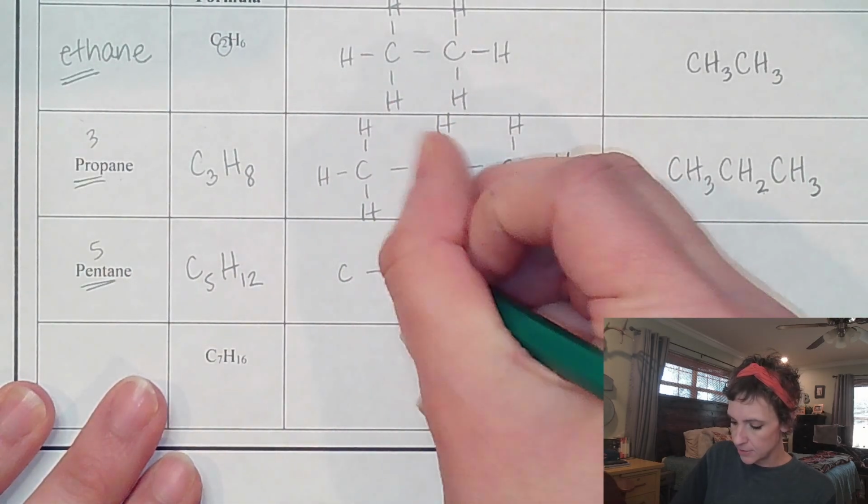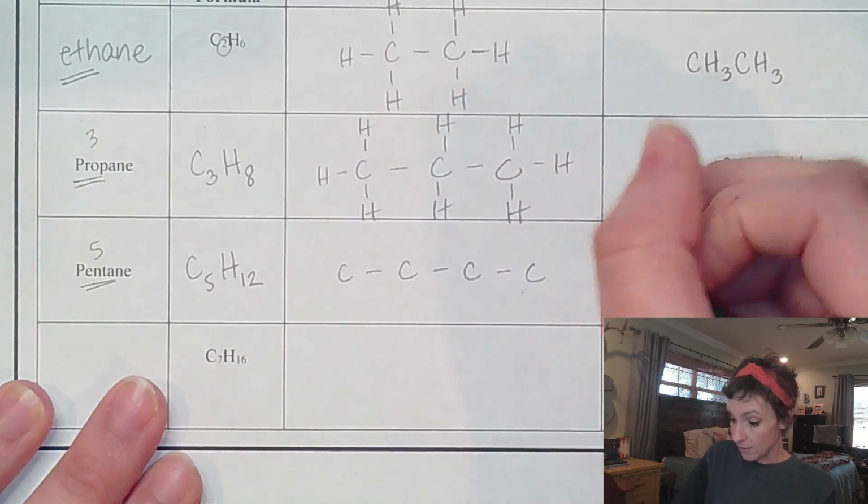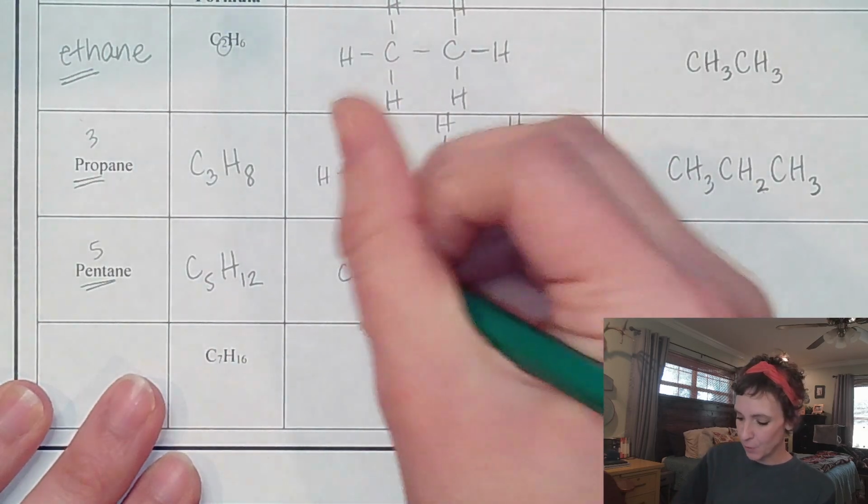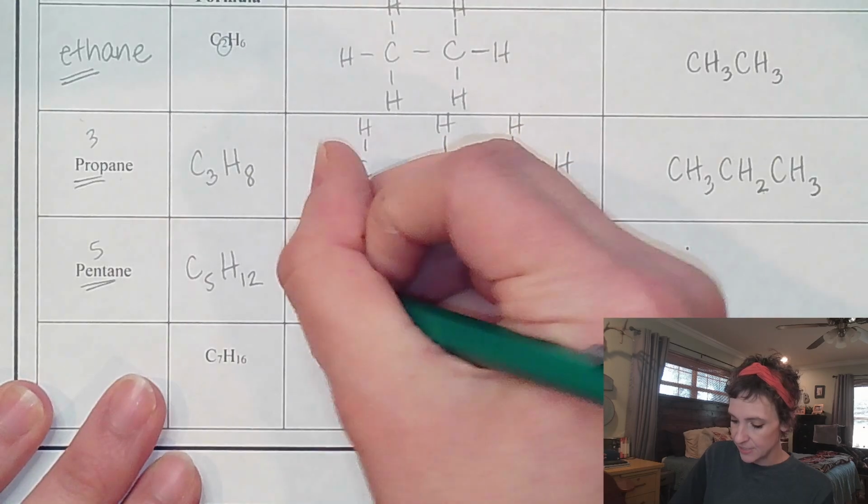So we got 1, 2, 3, 4. Whoopsie, I went too far. That is okay. We can make space for it. Each carbon, make sure he gets 4 bonds by saturating him with hydrogens.